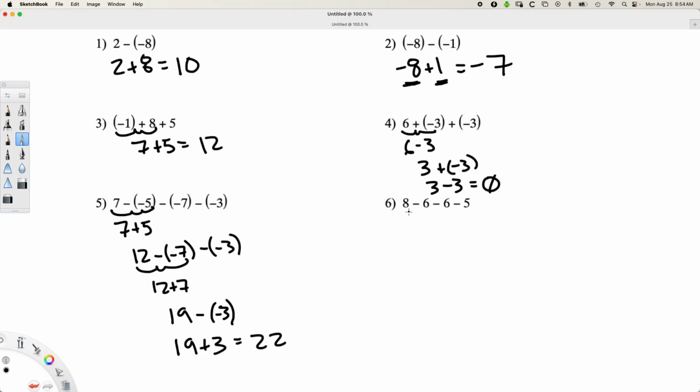Our final one is, once again, we're just going to go from left to right. So we're going to start with 8 minus 6. That would just be 2. Now we have 2 minus 6 minus 5. We're going to take these two.